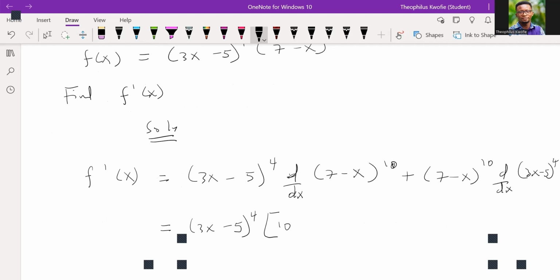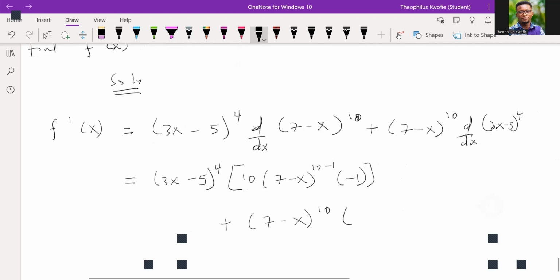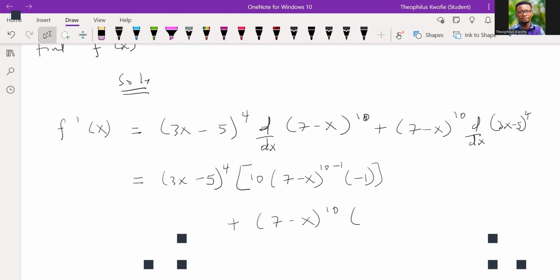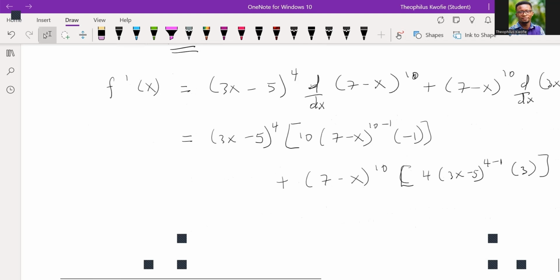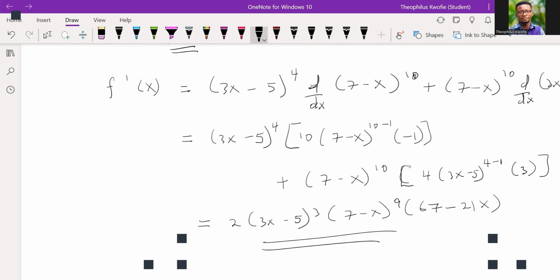10. When we differentiate 7 minus x all to the power 10, we drop the 10, we maintain what's under the power, we subtract 1 from 10, then we differentiate what's inside. When we differentiate 7, that gives us 0. When we differentiate negative x, that gives us negative 1. Then plus, when we differentiate 3x minus 5 to the power 4, we drop the power, subtract 1 from the power, then differentiate what is under the power, and that gives 3, right? Good. Now, when you expand and simplify, you should be able to get something as nice as this.